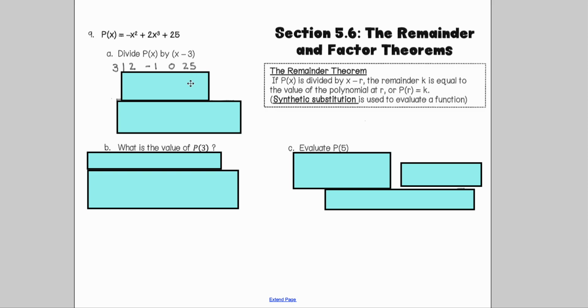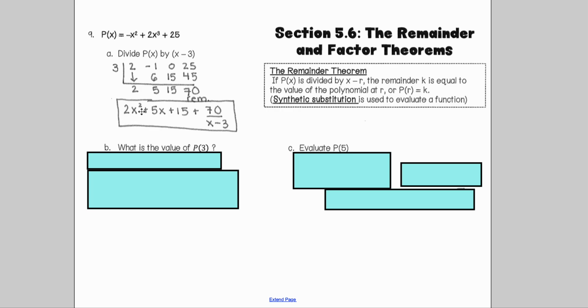If not, hopefully you did your synthetic division and you got 2, 5, 15, and 70. And so 70 is the remainder. We now make a depressed polynomial using 2, 5, 15, and 70. And it starts 2x squared. And then we take our remainder and we put it over our divisor.